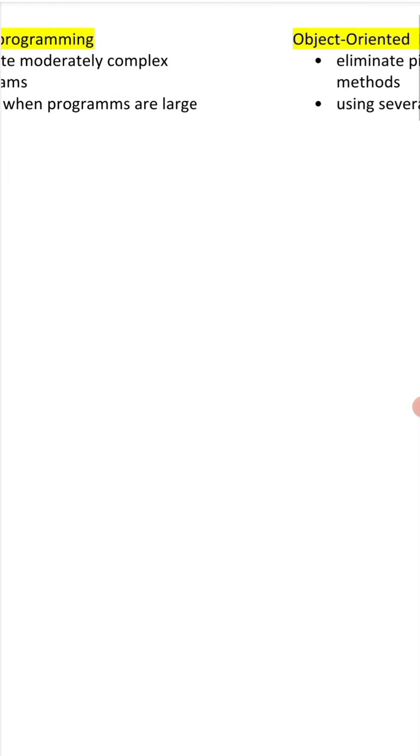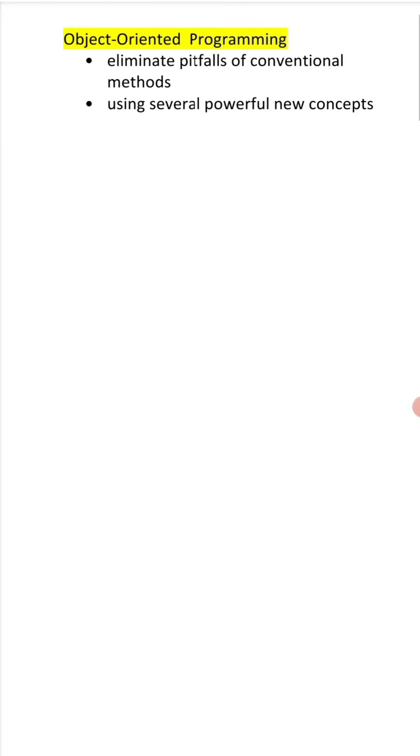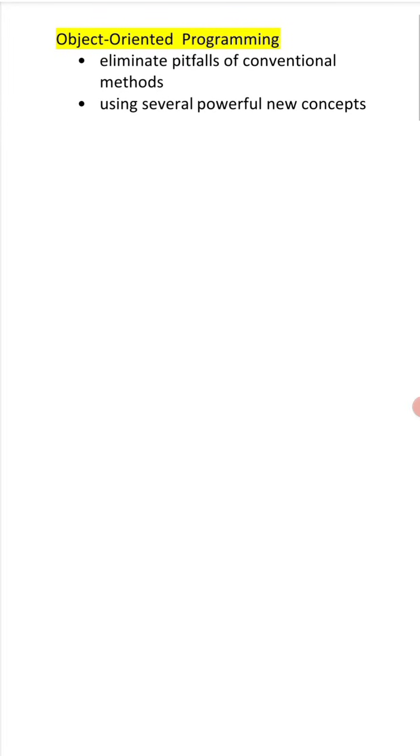This is about structured programming, and now object oriented programming. OOP is an approach to program organization and development that attempts to eliminate some of the pitfalls of conventional programming methods by incorporating the best of structured programming features with several powerful new concepts. So it is a new way of organizing and developing programs.